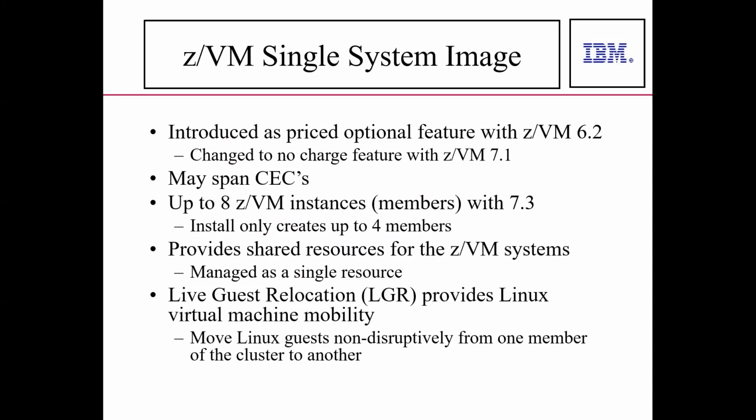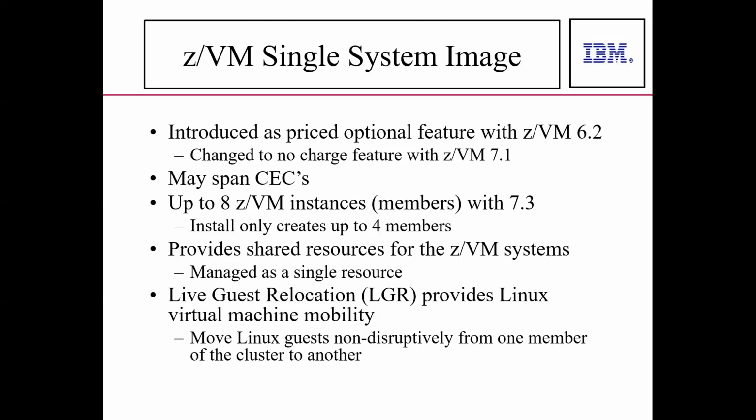So looking at z/VM single system image, this feature was introduced with z/VM 6.2, and at the time it was a priced optional feature. So if you wanted to run an SSI cluster, there was an additional charge for the SSI feature. That was changed with z/VM 7.1, so there is no longer a charge for SSI. That feature is available to anybody with a z/VM license. An SSI cluster is a set of VM systems that share resources. The cluster of VM LPARs could span central electronic complexes, but they have to be within FICON CTC distance.